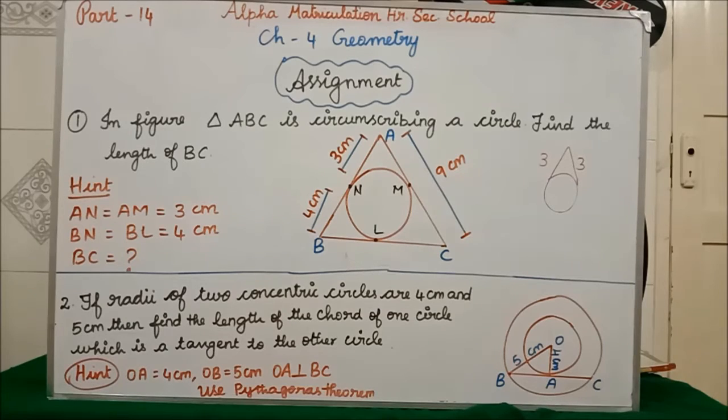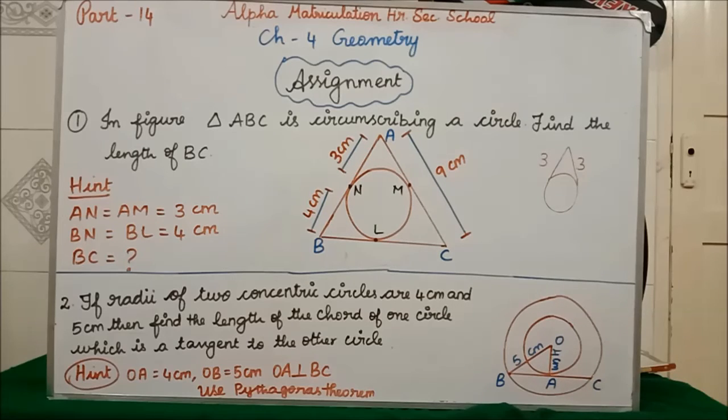Now see the second question. The radii of two concentric circles are 4 cm and 5 cm. Students, for second question we have not given you a diagram. You have to draw the diagram after reading the question. Clear? But I have drawn here the diagram. The same diagram you are going to do. Here, find the length of the chord of one circle which is a tangent to the other circle. Clear? This BC, this is the chord. That chord we have to find the length. Clear? That chord is the tangent for the inner circle.